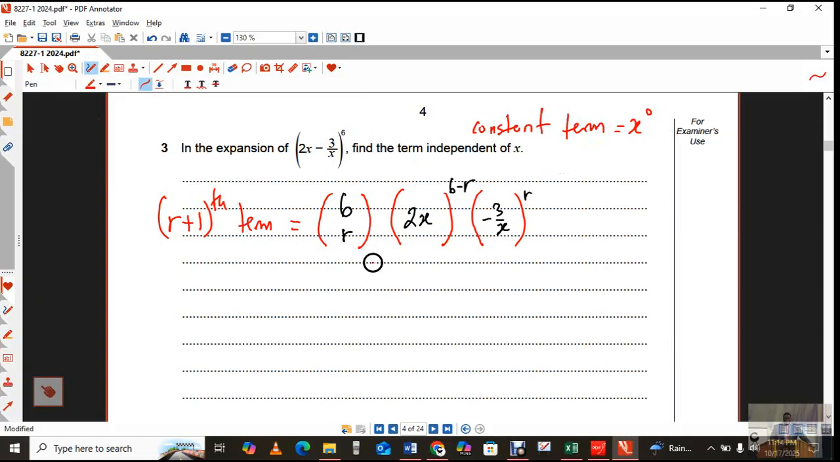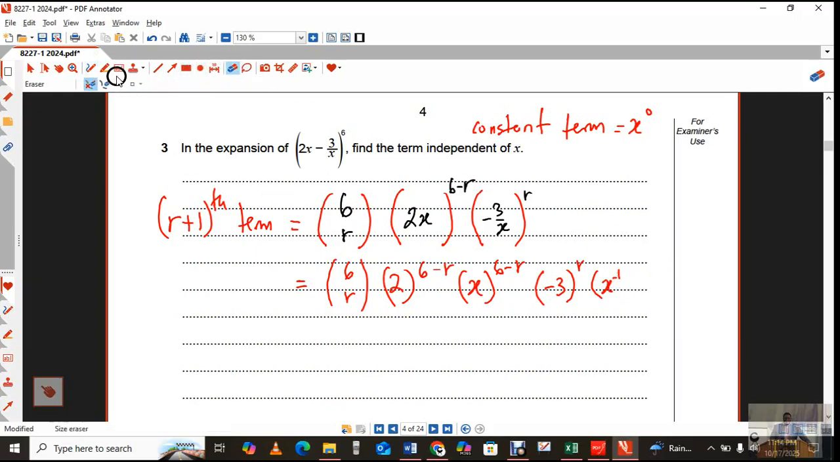So let us just go ahead and work on this one. So what is it that I now know? Remember, I'm particularly interested in the terms of x, so I'm just going to separate them. So 6 choose r, and then I have got 2 to the power 6 minus r, and I have got x to the power 6 minus r, and then over here I'm going to have negative 3 to the power of r, and of course the other bracket is going to be x to the power negative 1. All right, let's just make sure that it's at least written nicely.